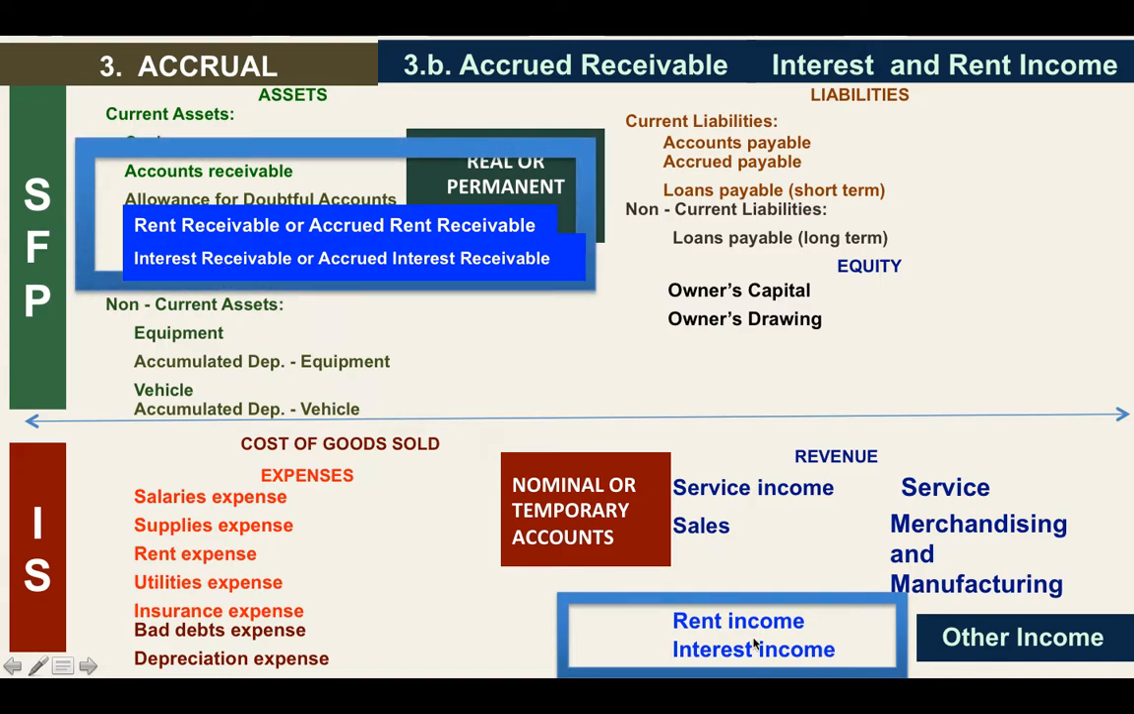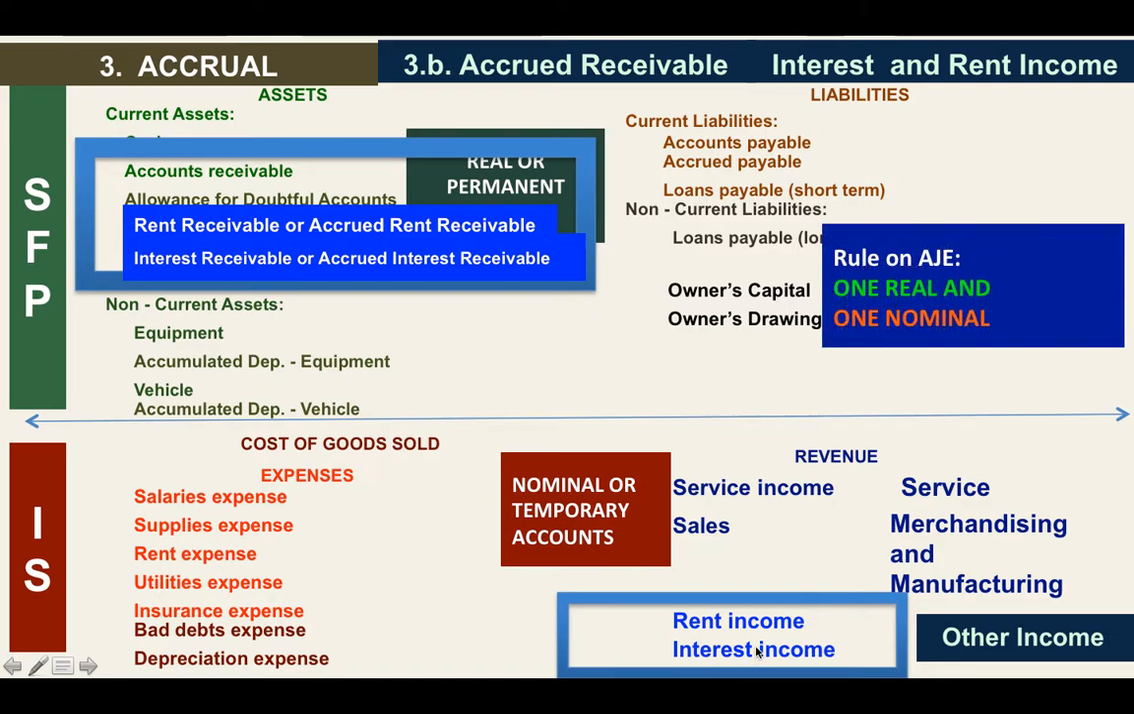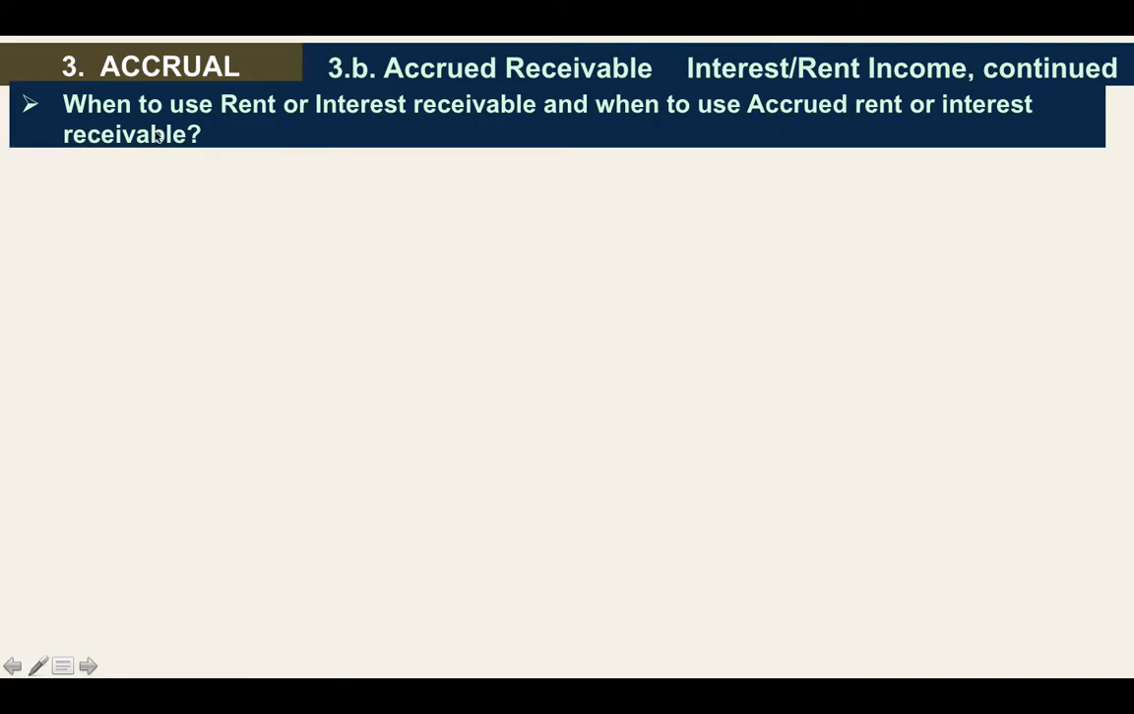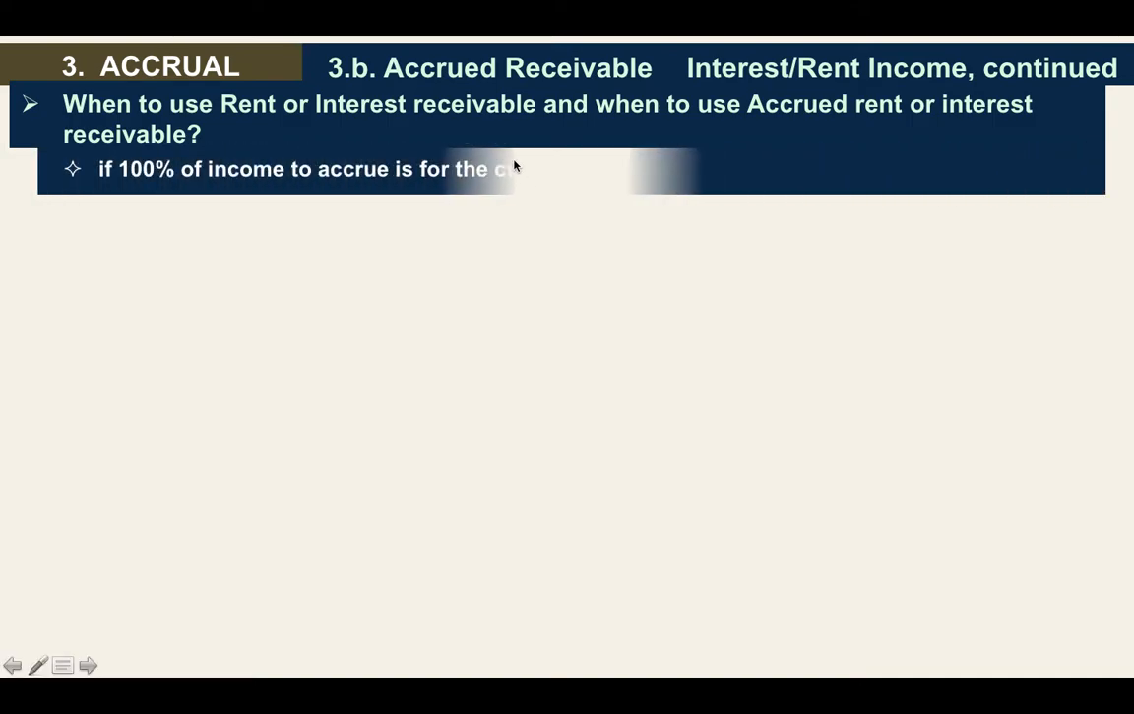So we will have to debit the receivable account and credit the income, the other income account. And we will comply with the rule on adjusting journal entry, one real and one nominal account. Okay, let's continue. So now, when to use rent or interest receivable and when to use accrued rent or interest receivable. Medyo nasagot na natin yan.